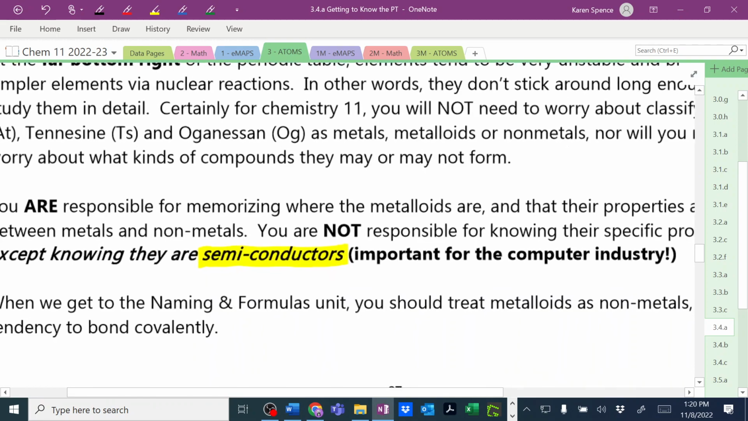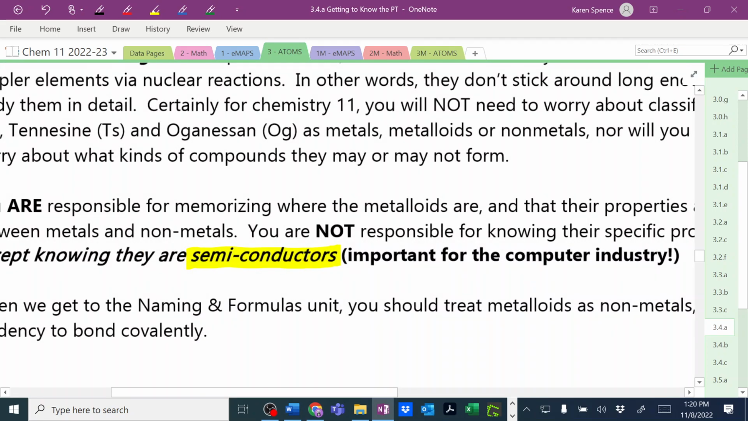And why am I making you memorize the fact that metalloids are semiconductors? It's because it is completely and thoroughly important for the computer industry. Your cell phone without silicon would not work. Have you heard of Silicon Valley? It is down near San Francisco, San Jose, California, and it's sort of where the tech boom of the early 2000s started and was at its biggest. Your computers, your cell phones, all of those things are based upon the semiconductive properties of metalloids.